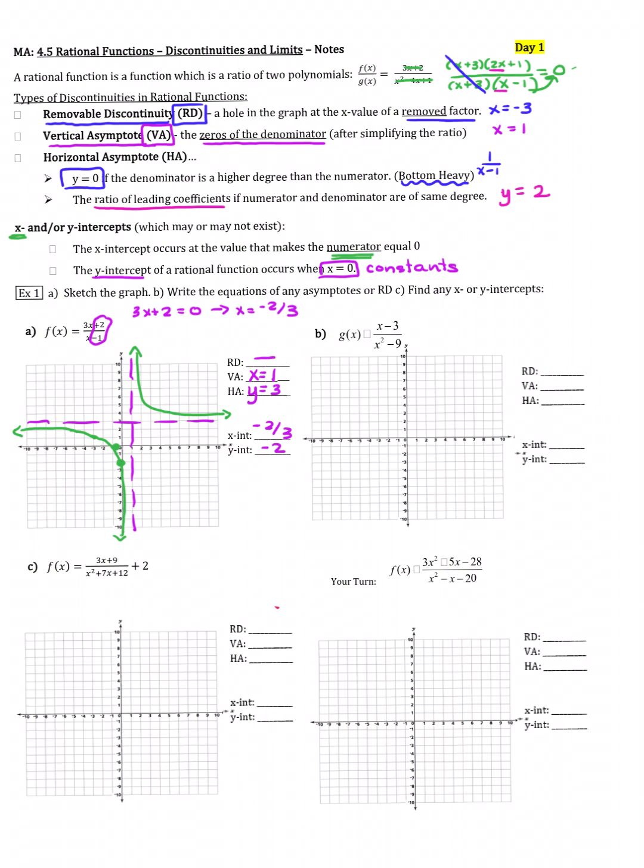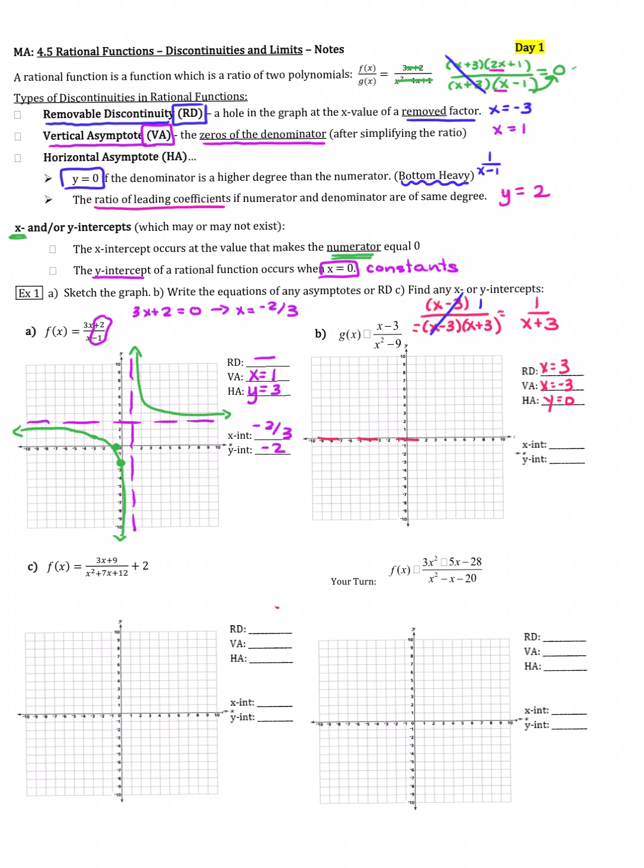Let's get a little more involved. In example B, I'm going to factor. I have x minus 3 on top, and then I have a difference of squares on the bottom that factors into x minus 3, x plus 3. Notice I am canceling out the x minus 3. So I will have a removable discontinuity at x equals 3. What I'm actually graphing then is 1 over x plus 3. So I have a vertical asymptote at x equals -3. It's bottom heavy, so y equals 0 will be my horizontal asymptote.